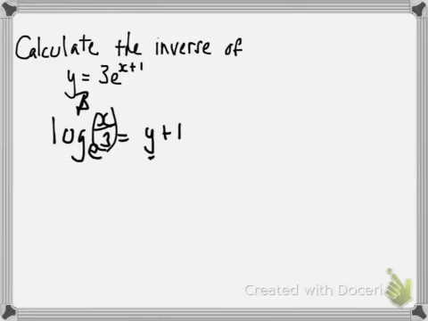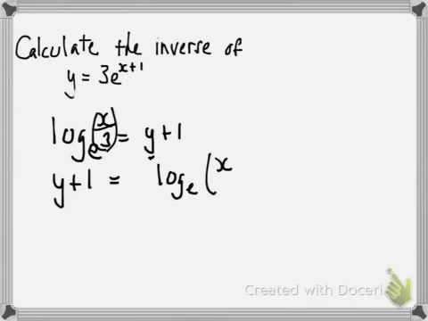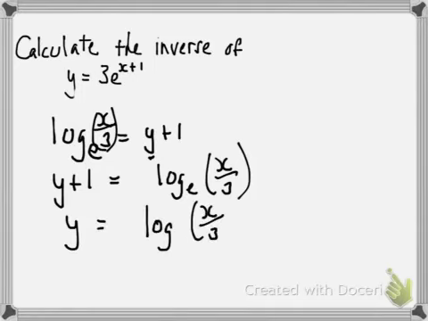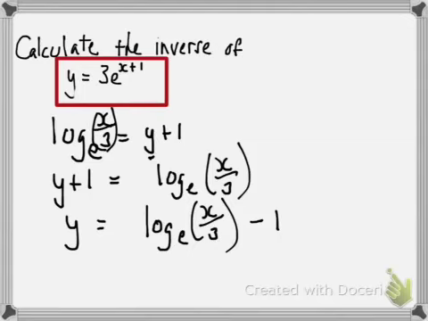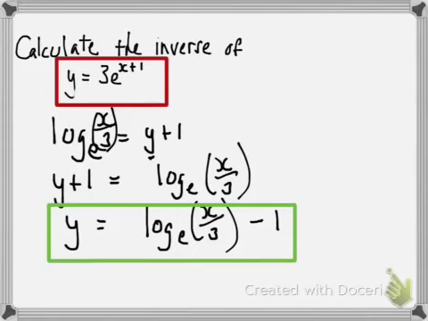Now it only takes one step to get y by itself, but before I do that I might just swap sides so the y is on the left. Nothing else really changes here. And then to get y by itself in the end, y equals log of x over 3 to the base e, and we take the 1 over. There we are, there's the inverse. So there's our original, and here's our inverse. We've swapped x and y over and got y by itself again.